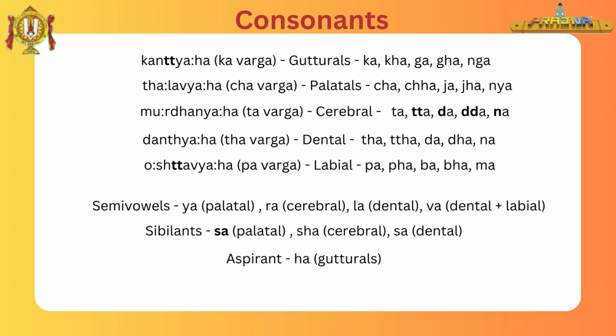Let's revise the pronunciation of consonants. You can pronounce along with me. Ka, Kha, Ga, Gha, Nga. Cha, Chha, Ja, Jha, Nya. Ta, Tha, Da, Dha, Na. Ta, Tha, Da, Dha, Na. Pa, Pha, Ba, Bha, Ma. Ya, Ra, La, Va, Sha, Sha, Sa, Ha.